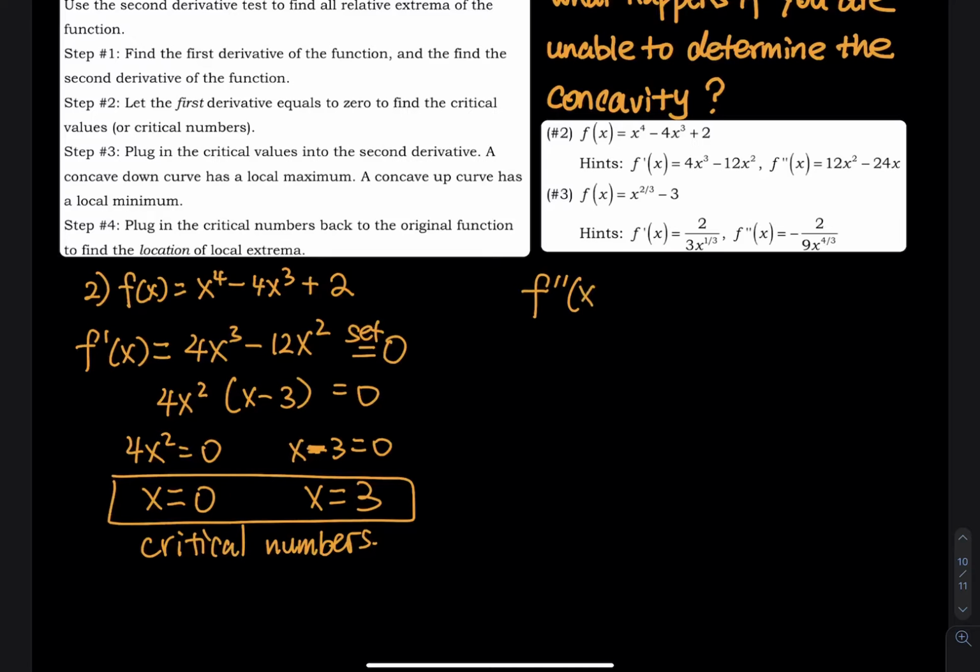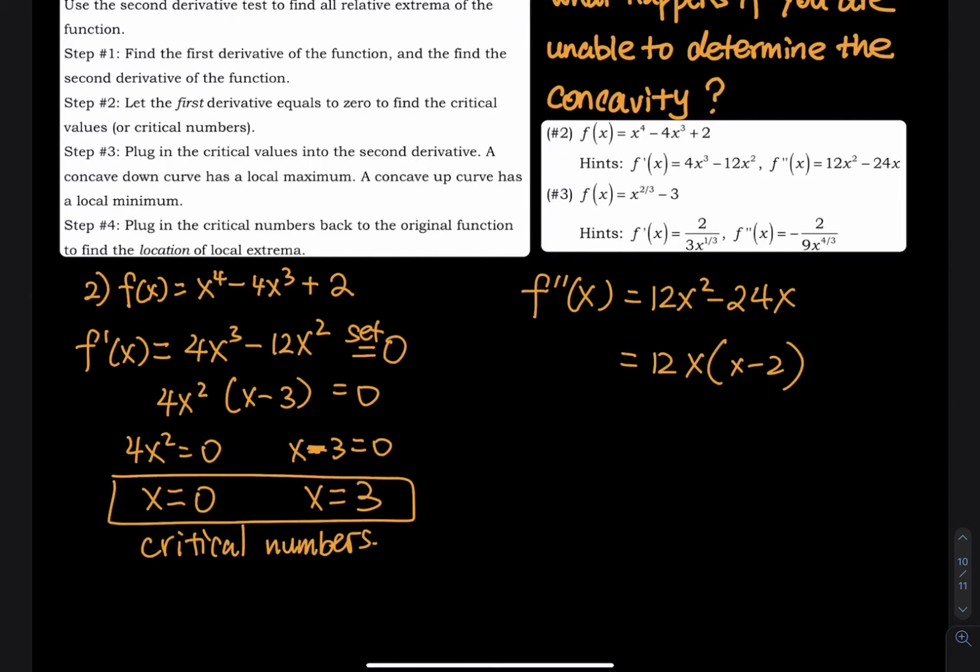All right, and then we proceed to the second derivative, f double prime. Using simple power rule again, we have 12x^2 minus 24x. Let's put this in factored form. I'm going to factor out 12x, and then we have that multiplied by x - 2. We are not setting this equal to 0, so that's all we have to do right now. And then we are going to plug the critical numbers into the second derivative.